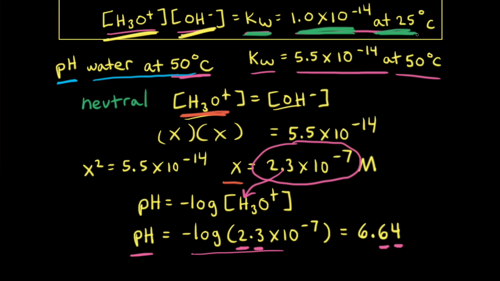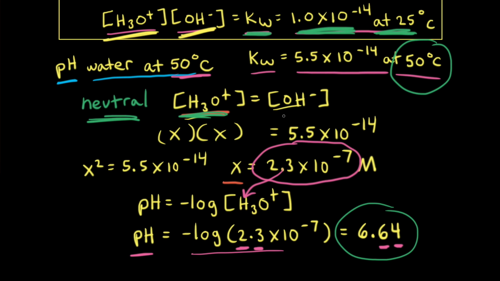Since Kw is temperature dependent, if the temperature is something other than 25 degrees Celsius, the pH of water will not be 7. So in this case, we calculated it to be 6.64. The pH of pure water is 6.64 at 50 degrees Celsius. However, water is still a neutral substance. The concentration of hydronium ions is equal to the concentration of hydroxide ions.